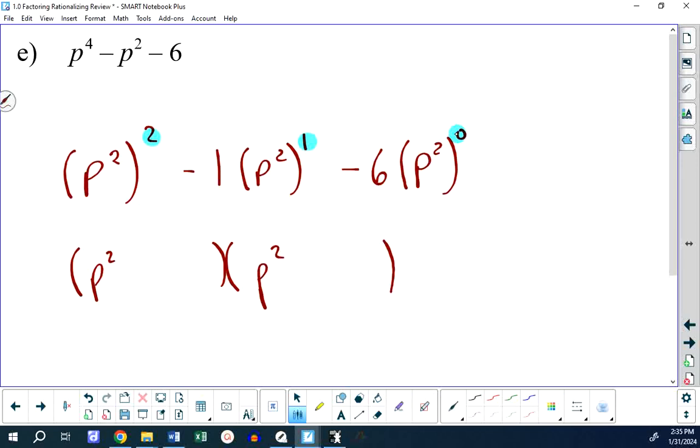And I'm just a little curious. I won't ask, but I'll just say I hope you can see that by putting numbers here and here will guarantee we get a p to the 4 and guarantee that we get some p squareds when you FOIL it out. We just have to figure out which two numbers multiply to give negative 6 and add to give negative 1. And we're done. Can we factor p squared minus 3? Well, no, it's not a difference of squares. Good? Okay.